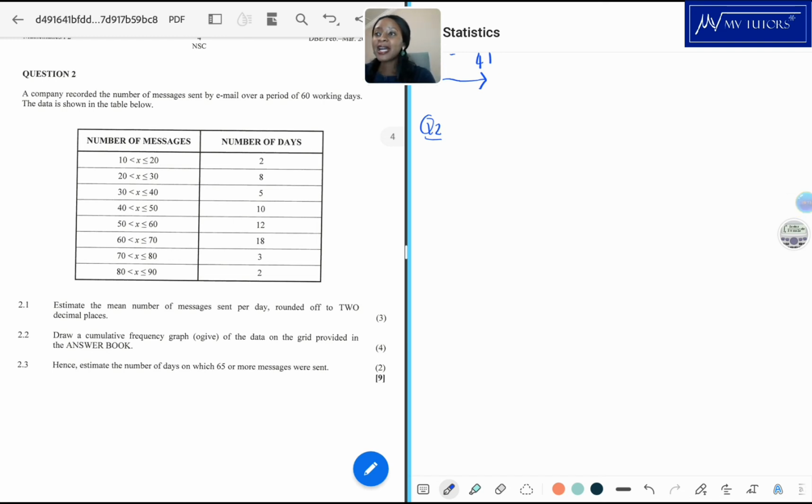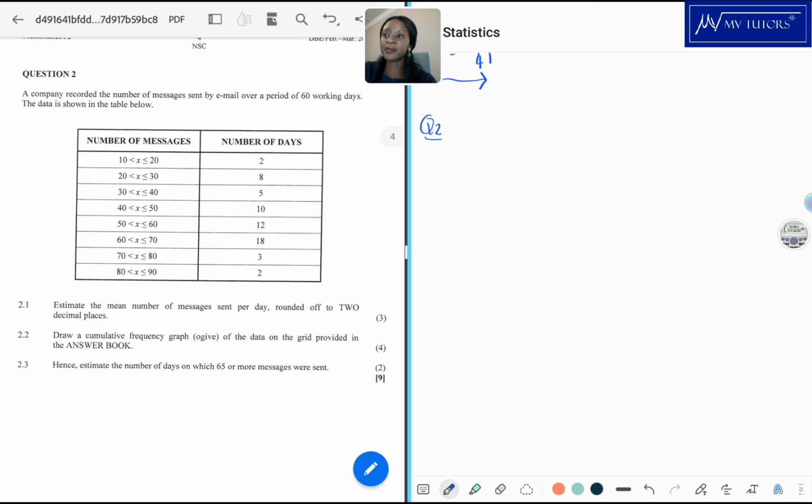Question 2. A company recorded the number of messages sent by email over a period of 60 working days. The data is shown in the table below. So we have number of messages as well as number of days. Okay, guys, so this is still, when you plot it in your calculator or put in the data set in your calculator, it's still not a bivariate data set. It's just one, okay? But actually it is bivariate. What am I saying? It is bivariate, but there's a difference.